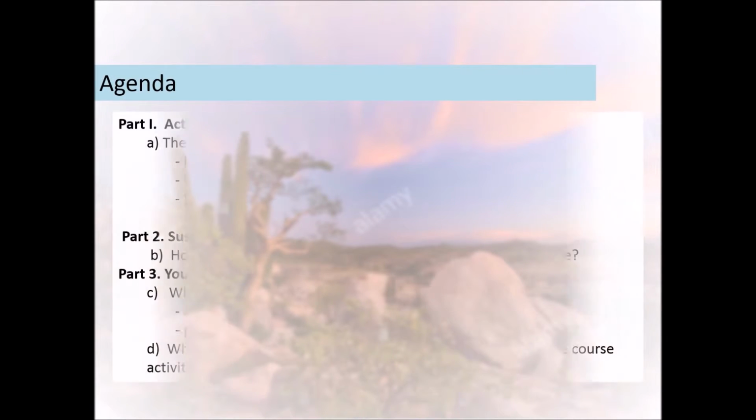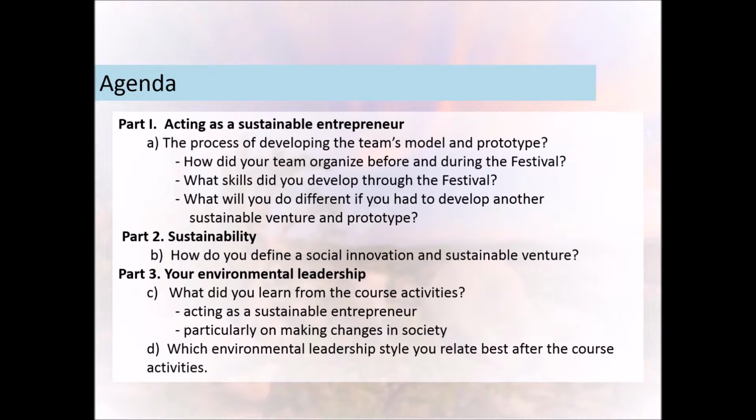This is the agenda. Part 1: Acting as a sustainable entrepreneur. This part is about the process of developing the team model and the prototype. Part 2: Sustainability. How do I define a social innovation and sustainable venture? Part 3: My environmental leadership. What did I learn from this course activity, and which environmental leadership style do I relate to best after the course activities?